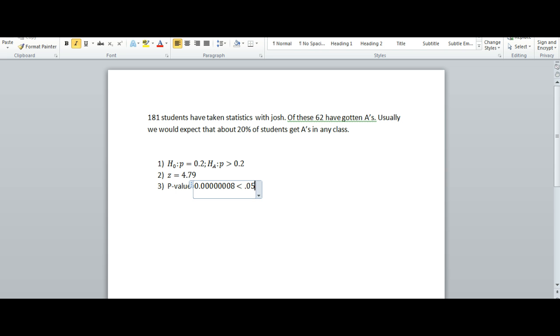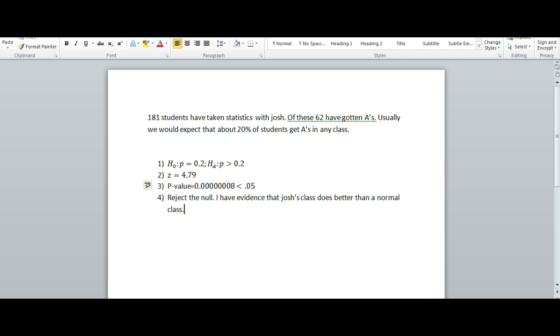And that means that this is strong evidence that the null hypothesis is false. Under the assumption of the average being 20% or 20% of people getting A's, the chances that I would actually have a class that has the proportions that I have happens a very, very small amount of the time, much less than 5%. So my conclusion is I'm going to reject the null. I have evidence that Josh's class does better than a normal class. A class in which 20% of people get A's in any class.